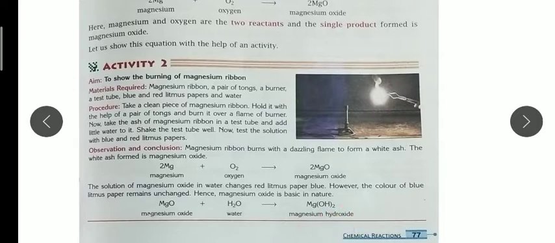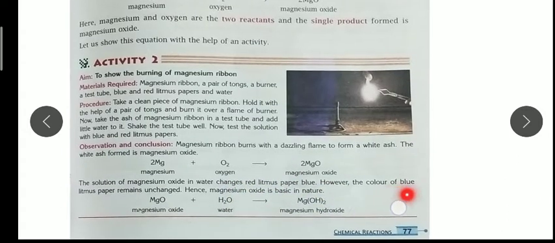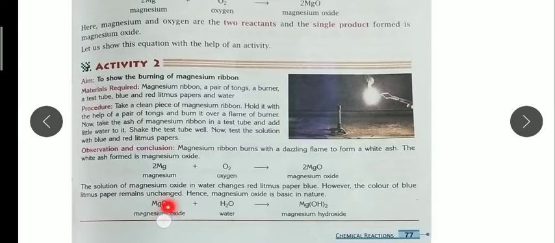So when we add this magnesium hydroxide in water, it changes red litmus paper to blue. The color of blue litmus paper remains unchanged. So we can see that it is basic in nature. We can check by doing this activity whether the substance is basic in nature or acidic in nature.